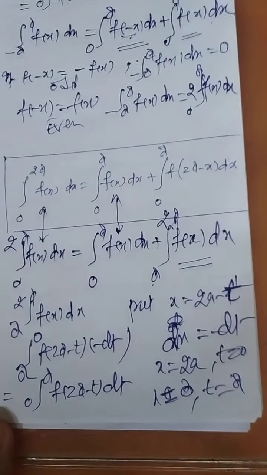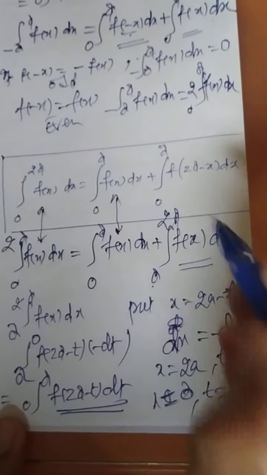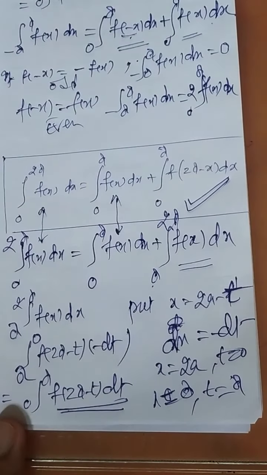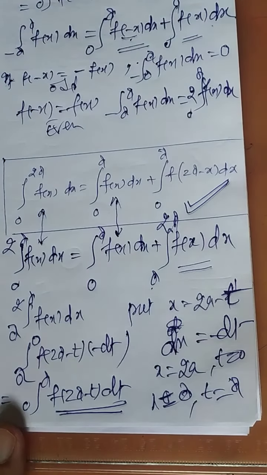Now apply the change of variable. If you change the variable, you will get this expression, f of 2a minus x. Followed? So this is the way you can get the proof of the property. Proof of the property. Okay.